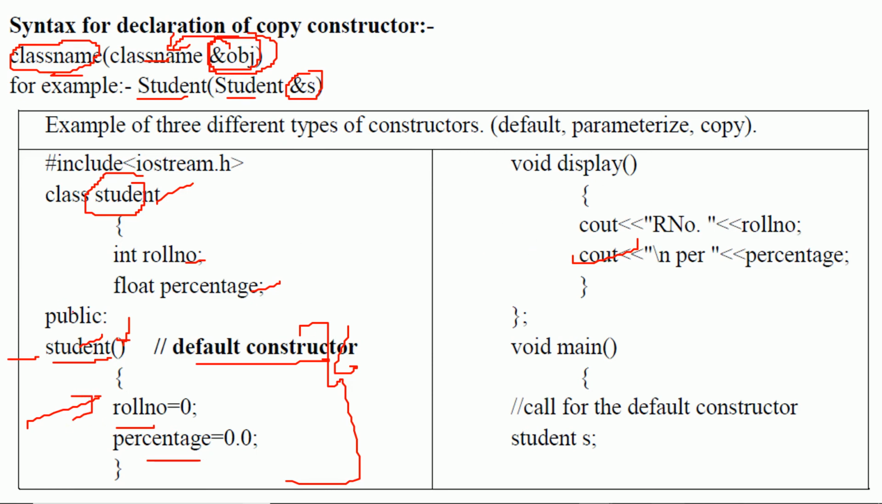Then you have a display function to display these two. In main, if you want to call this function, you just have to make an object. Student S is an object being made, and after this statement it will already have roll number as 0 and percentage as 0.0.